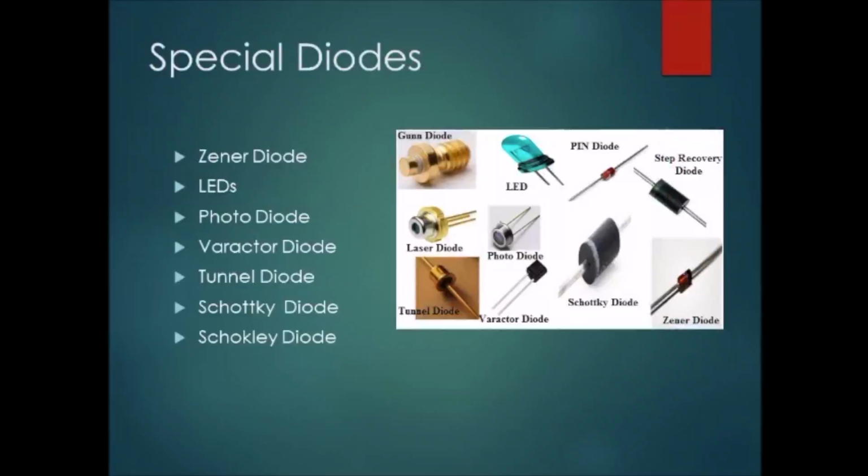Special purpose diodes. There are different kinds of special diodes. These include Zener diodes, LEDs, photodiode, varactor diode, tunnel diode, and Schottky diode.